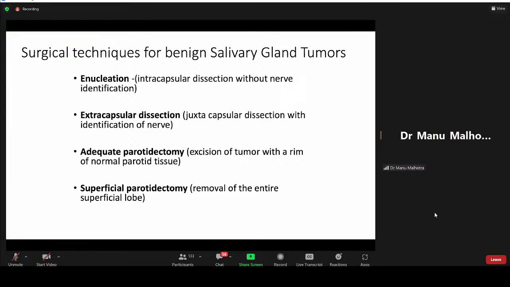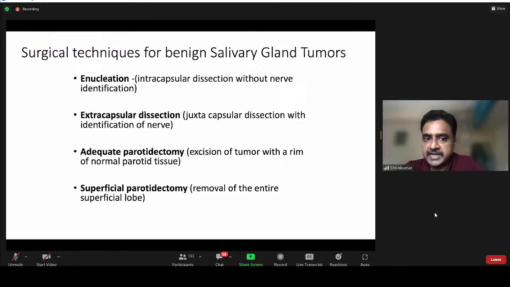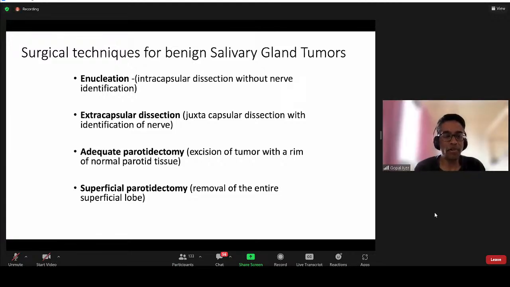Dr. Gopal, what would you do for these low-grade or benign lesions? When would you do enucleation or an extracapsular dissection, if at all? I don't. For parotid neoplasms, almost always we do what I like to call an adequate parotidectomy, which can include a superficial parotidectomy, but can include more than a superficial parotidectomy. Like in the first case you showed, with an extension or potential extension to the deep lobe, to get an adequate rim of tissue you probably need to clear a bit of that adjacent deep lobe to get a margin as well.